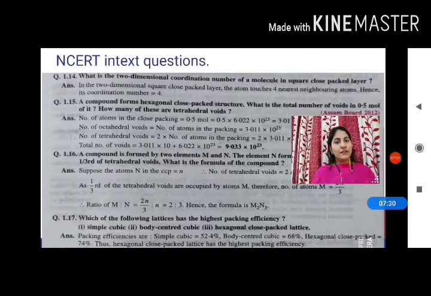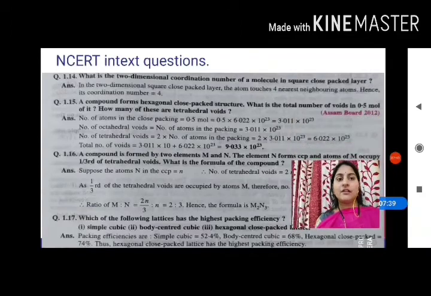Question 1.15: a compound forms a hexagonal close packed structure. What is the total number of voids in 0.5 mole of it? How many of these are tetrahedral voids? Number of atoms in the close packing: we know that in 1 mole, the number of particles present is 6.022 into 10 to the power 23. So the total number of atoms in the close packing would be 0.5 into 6.022 into 10 to the power 23, that would be 3.011 into 10 to the power 23.